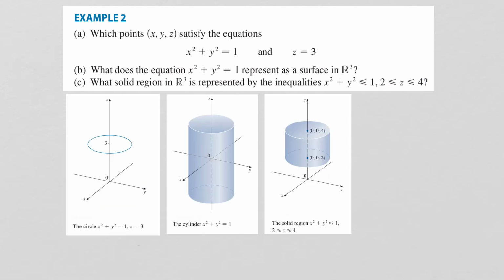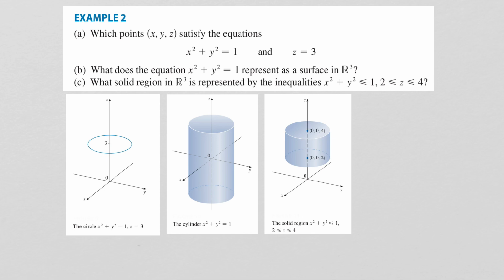So here are better pictures of all three of these examples. So here is part A. We have the unit circle but lifted up 3 units. And again, the reason there are no other points here is because z must be 3. So all the points have to be at a height of 3 units.